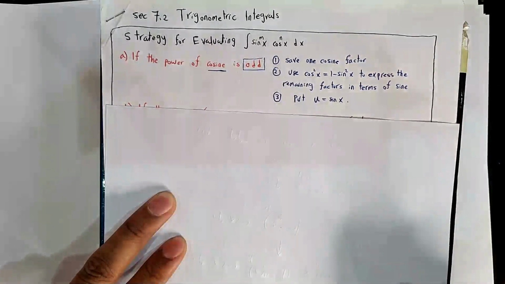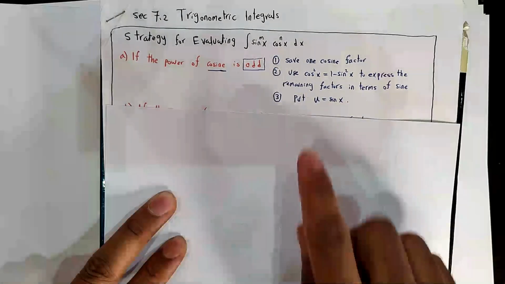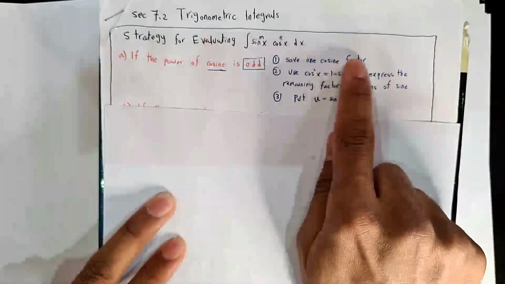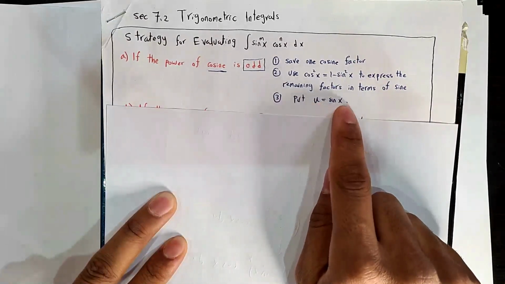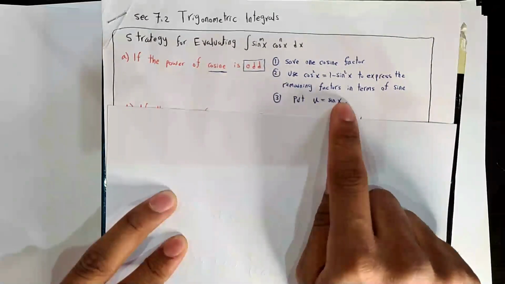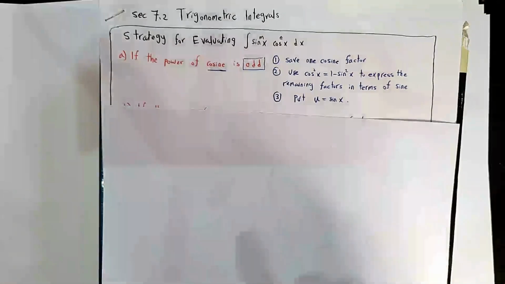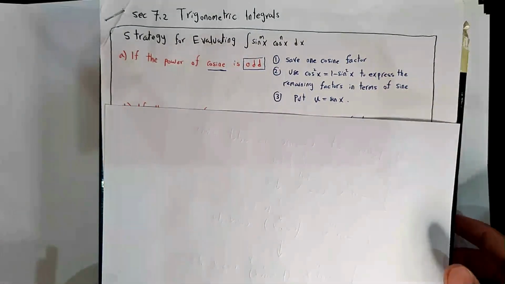Just to simplify your life, understand it this way. What you save is the derivative. My derivative is cosine. So what is my original function? It is sine. So I need the substitution u equal to sine x. This will be very clear once we go to the examples.